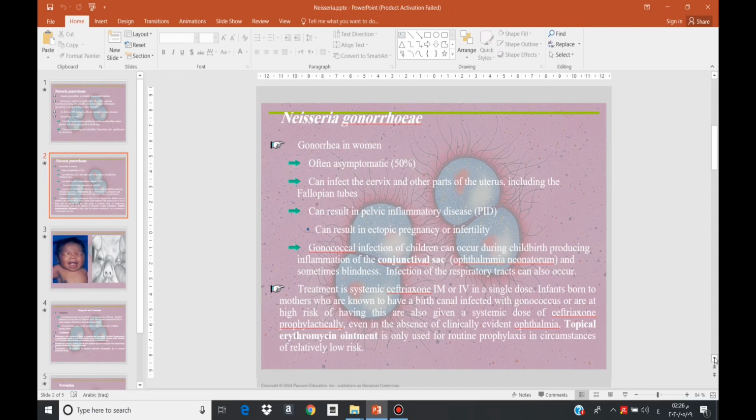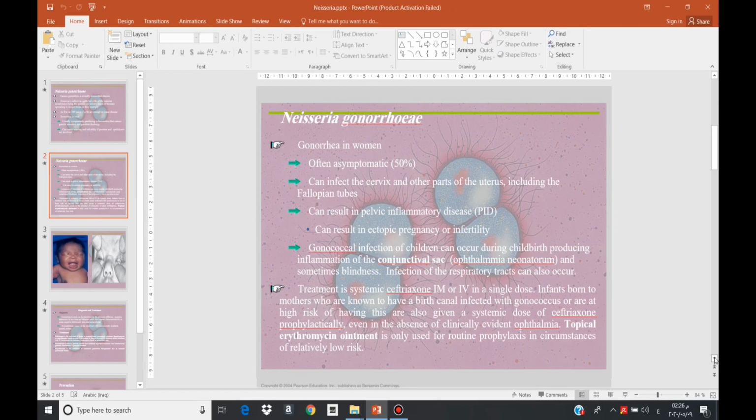والمين complication of the Neisseria gonorrhoeae هو الectopic pregnancy and infertility. يعني الwomen if infect with recurrent infection of the Neisseria gonorrhoeae lead to the ectopic pregnancy and infertility. كلنا نعرف الectopic pregnancy هو pregnancy outside the uterus.